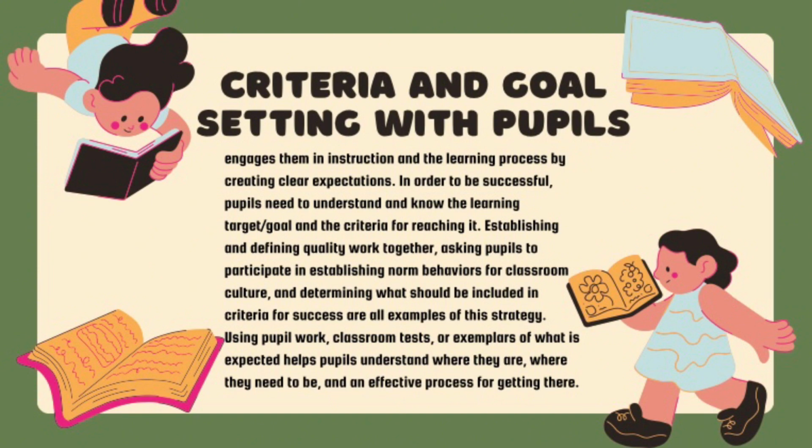So now the pupils know what the goal is, like writing a good paragraph, and what the criteria for success are, like the checklist, and what kind of work is expected, like from the example shown. So this helps them stay on track and understand how to improve their own work.